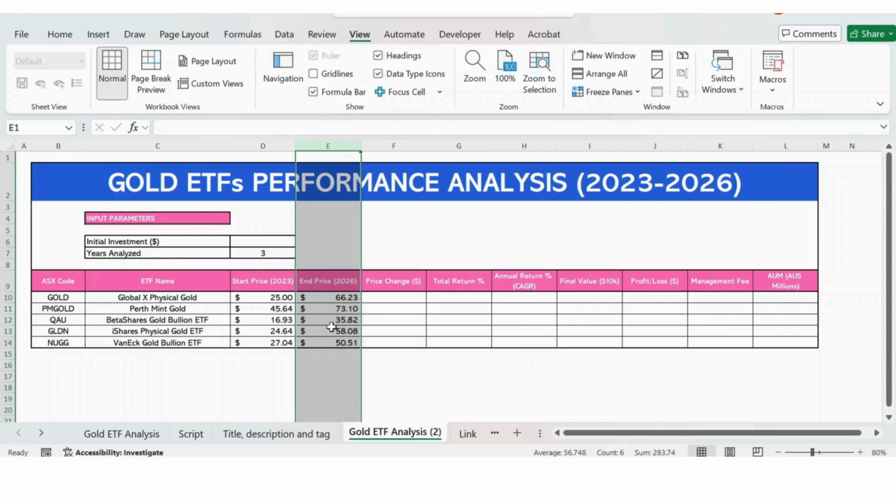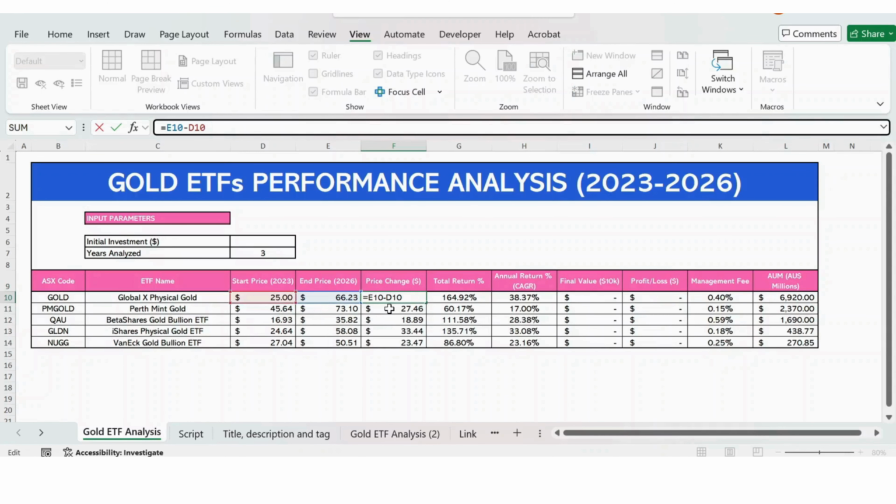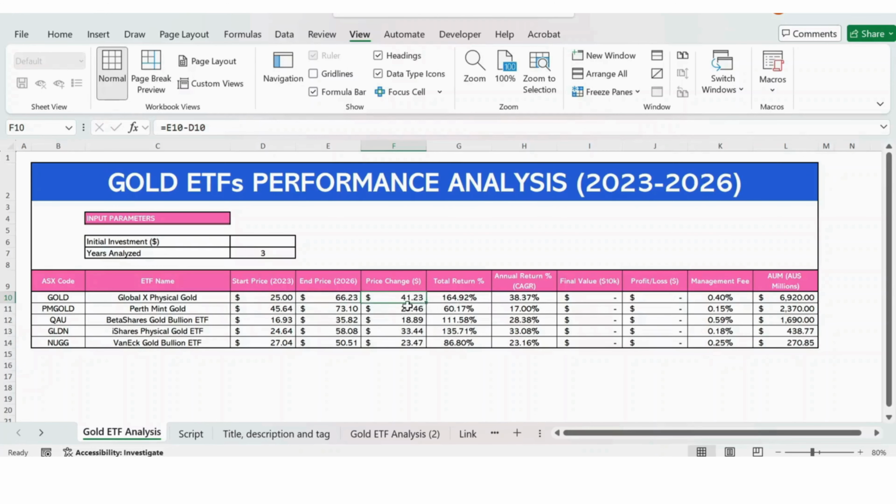Now, let's calculate what happened to these prices. Column F, Price change in dollars. Simple subtraction: equals E10 minus D10. GOLD, $41.23 gain per unit. Column G, Total return percent.